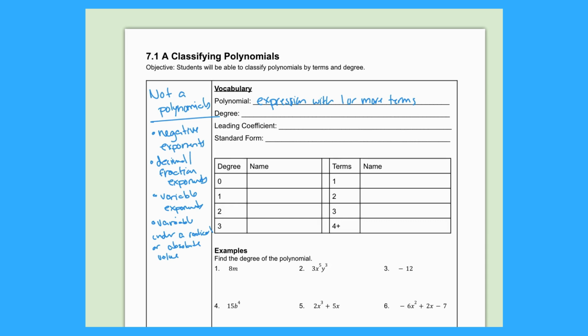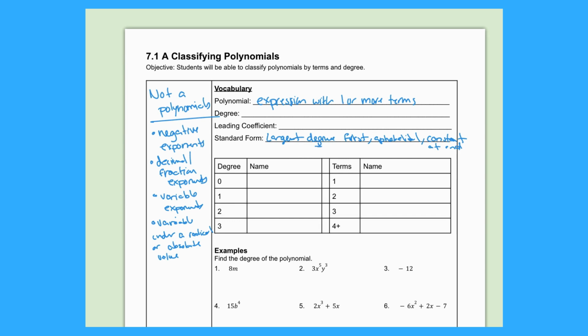Okay, so let's look at standard form next. So if a polynomial is in standard form, it has the largest degree first, it's alphabetical, and then the constant is at the end. A constant is a number by itself, so like 5 or 7. Constants are numbers by themselves.